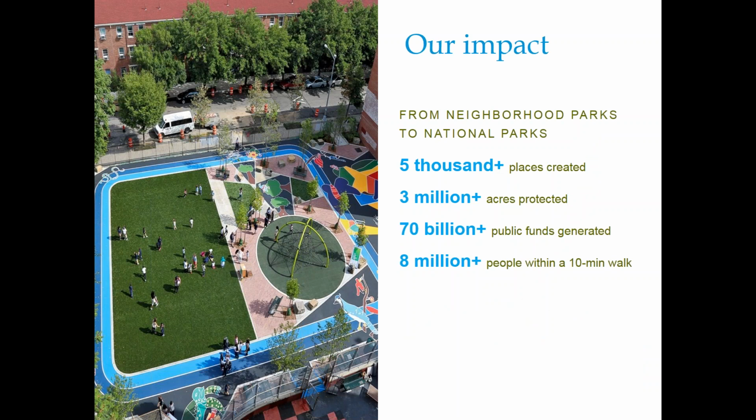So since 1996, we've guided bipartisan political action on more than 500 ballot measures across more than 30 states nationwide, generating nearly $68 billion in public funds for healthy land and water. But the true measure for our success is the millions of people whose lives are touched by these places every day. From neighborhood parks to national parks, today more than 8 million people live within a 10-minute walk of a place created or protected by the Trust for Public Land, and countless more visit these sites each year.